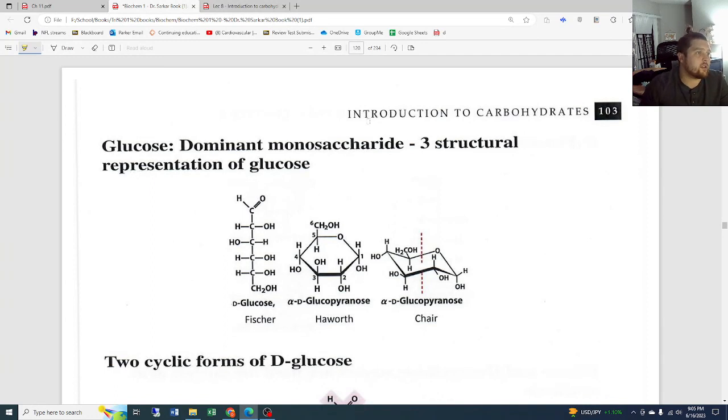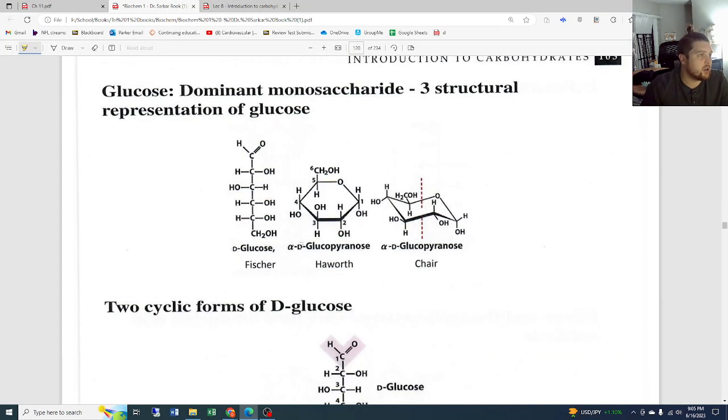Okay, glucose, the dominant monosaccharide, 3 structural representations of glucose. So these are just some different ways of how the chemical formula is represented. In reality, this is how it's written out more in like a straight chain, just to show its formula. This is more of its actual shape, bent down a little bit, and there's even more realistic, I guess you could call it.